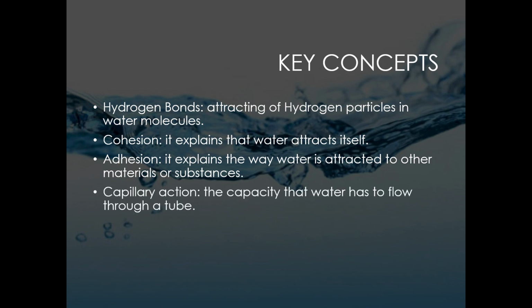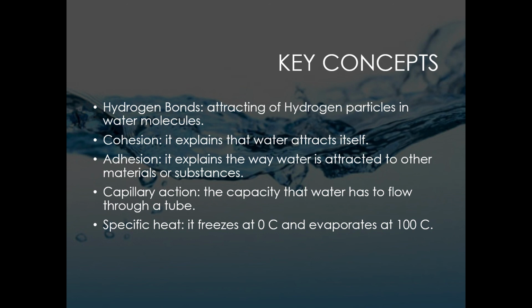We also have capillary action, which is the capacity that water has to flow through a tube. Let's imagine that you are drinking some water from a straw. Water is going to be able to flow through that tube or straw. We also have specific heat, and scientists have usually used water as a reference to measure the temperature of other materials, because they standardized that when water freezes, it has reached a temperature of 0 degrees Celsius, and when it evaporates, it has reached a temperature of 100 degrees Celsius.